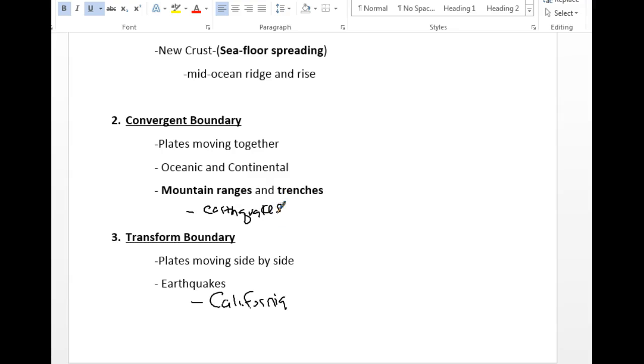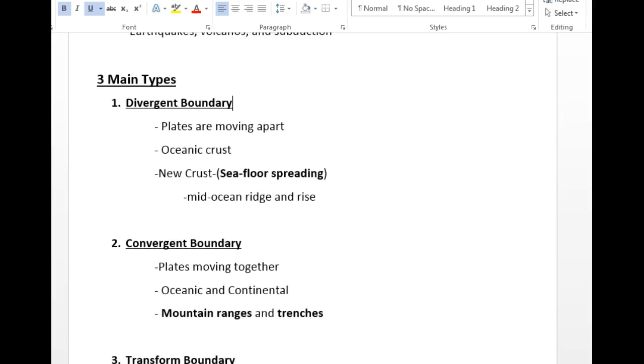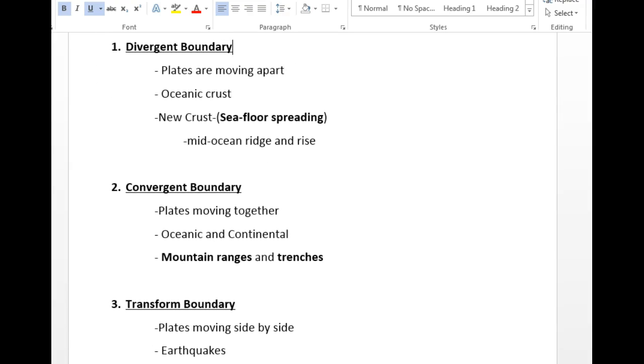Okay. So that's kind of our notes on boundaries. There's three types: transform, convergent, and divergent. We're going to talk a little bit about these. We're going to make some models of them. But that's your notes. Let me know if you have any questions. Make sure you annotate these and turn them in.